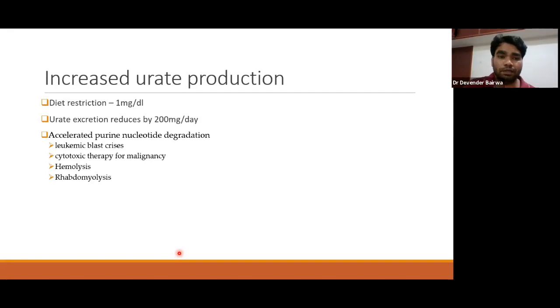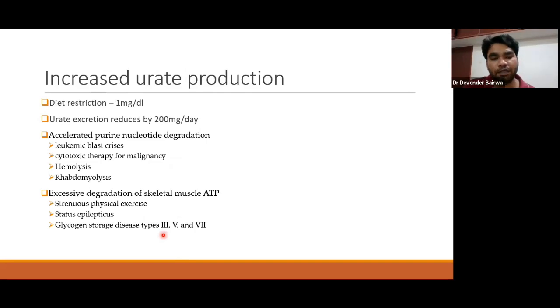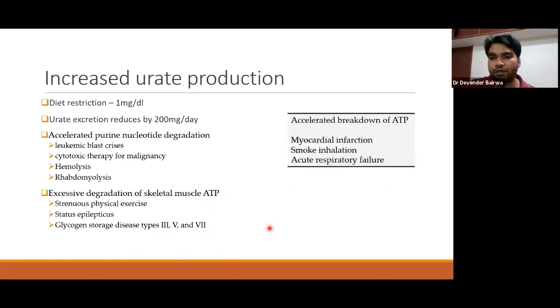There are conditions associated with increased urate production, like we discussed already, including leukemic blast crisis, cytotoxic therapy for malignancy, hemolysis, rhabdomyolysis, or conditions where there is excessive degradation of ATP in skeletal muscle tissues, like strenuous physical exercise, or status epilepticus. Then glycogen storage diseases which affect muscles, including type 3, type 5, and type 7. These are basically also seen in myocardial and thyroid disease. All these conditions are associated with depletion of ATP and more formation of uric acid.